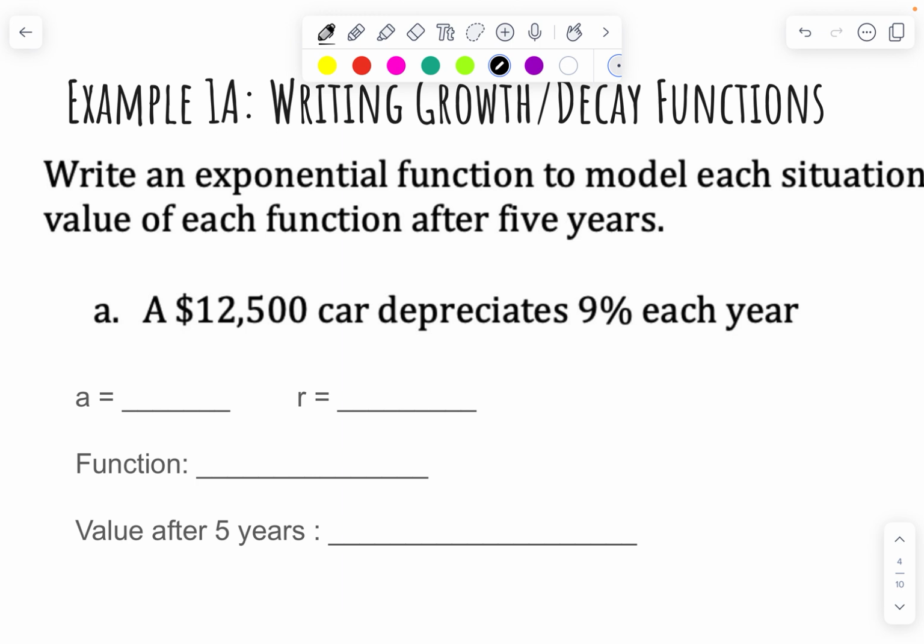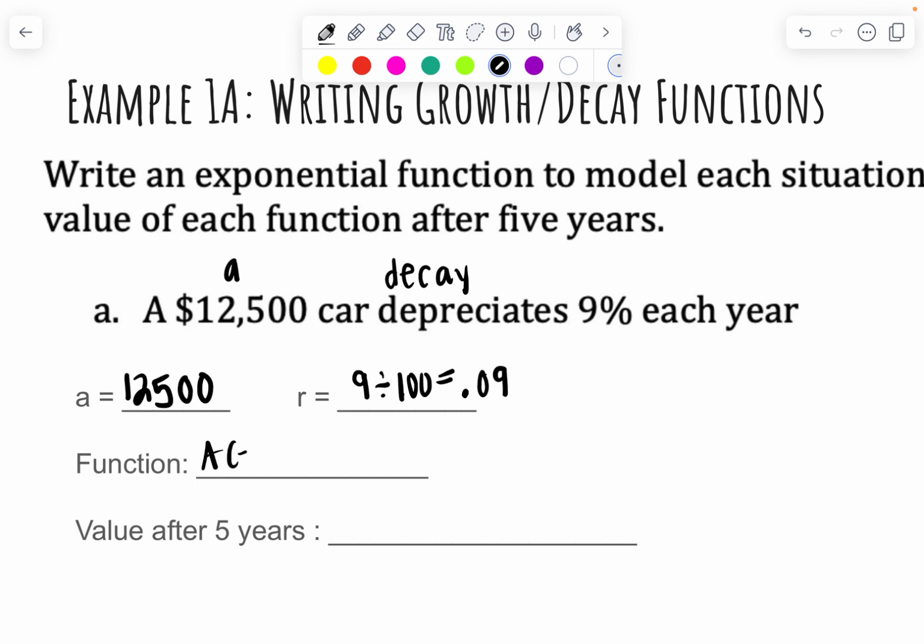So let's look. A $12,500 car depreciates. Depreciates means it's decreasing or it's decay. It's going down 9% each year. So little a is our starting value, 12,500. R is our percentage divided by 100. So 9 divided by 100 is 0.09.